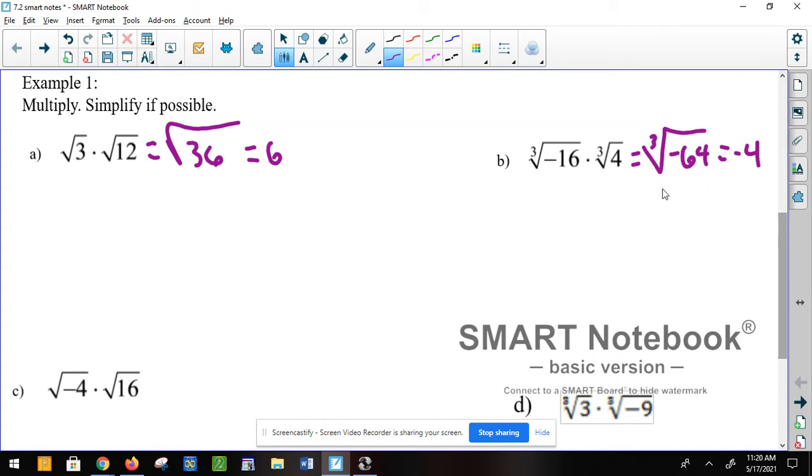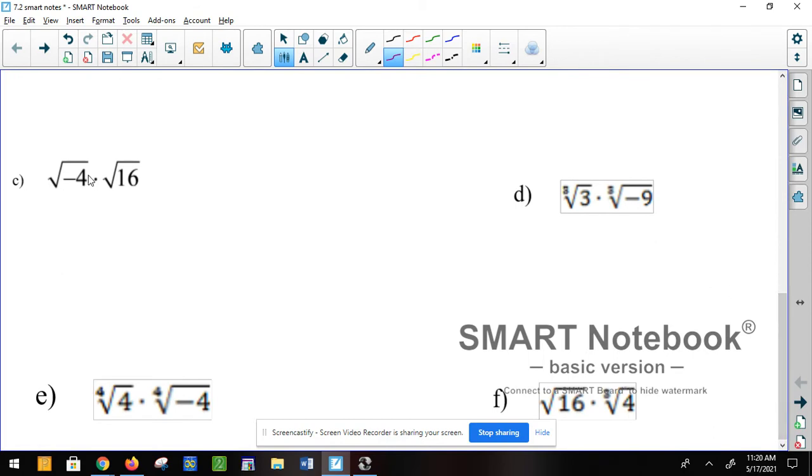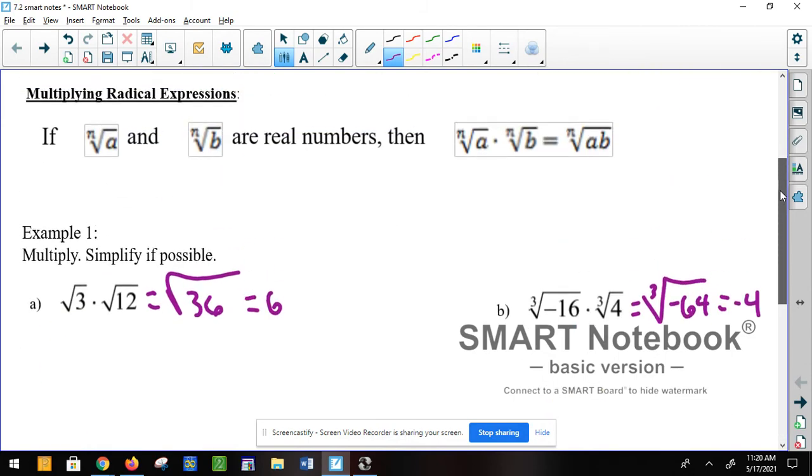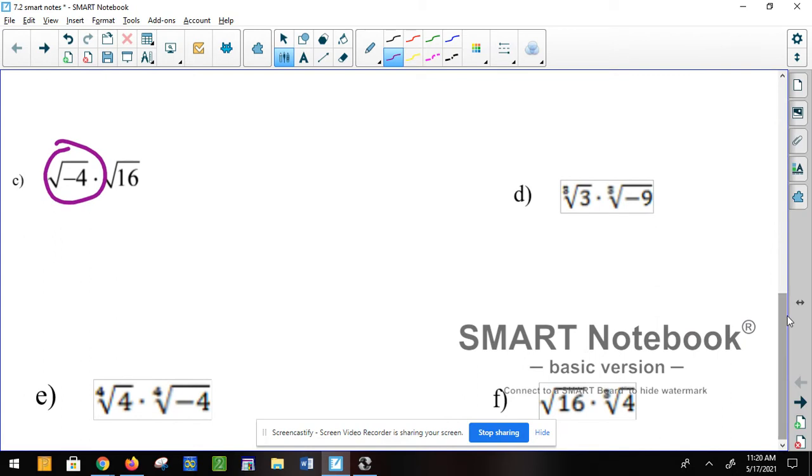A negative under an even index root, like a square root, like you're going to see in example C here, is not okay. So yes, you could multiply these together based on the rule that we just talked about, but square root of negative 4 is imaginary. I was just checking to see if the direction said real, but implied is that it needs to be a real number here. We're not using imaginary numbers at this point, so this would just be undefined.